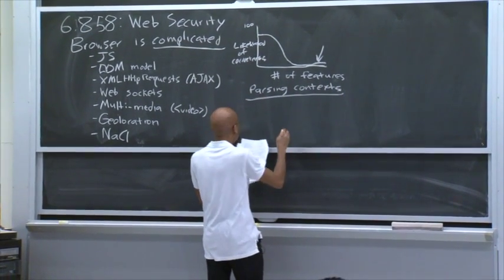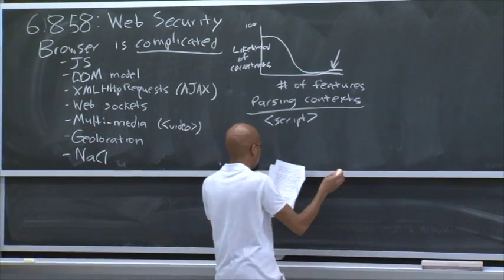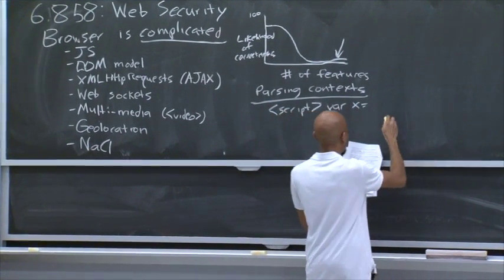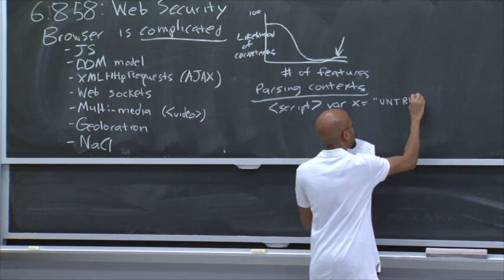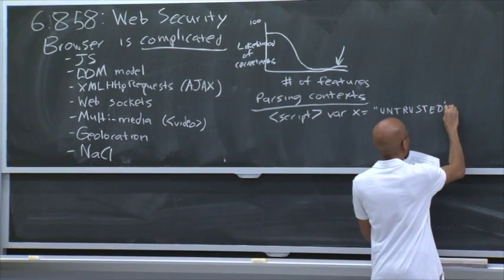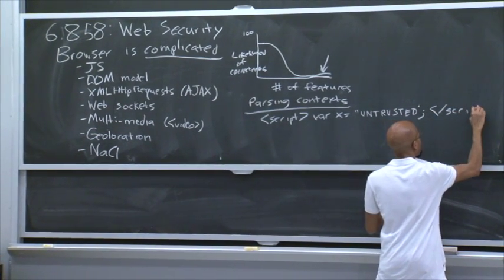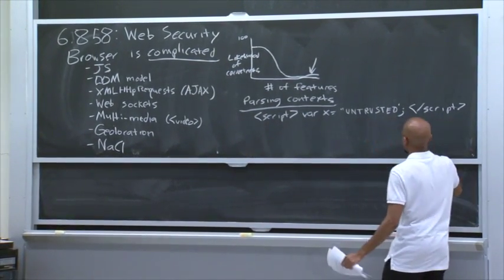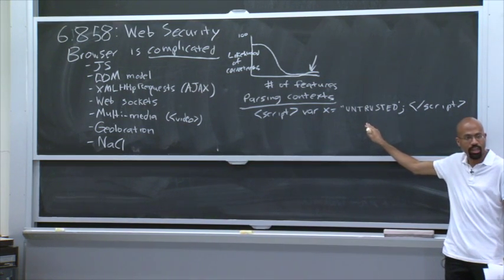As an example, suppose that you had something in a page that looked like this. You declare a script tag. Inside that script tag, you declare a variable. There's some string here, and let's say that this string comes from an untrusted party, either the user or another machine or something like that. And then you close that script tag. So this stuff is trusted, this stuff is trusted, this stuff is not trusted. So can anybody figure out why there might be some problems here if we take this untrusted string and put it in there?